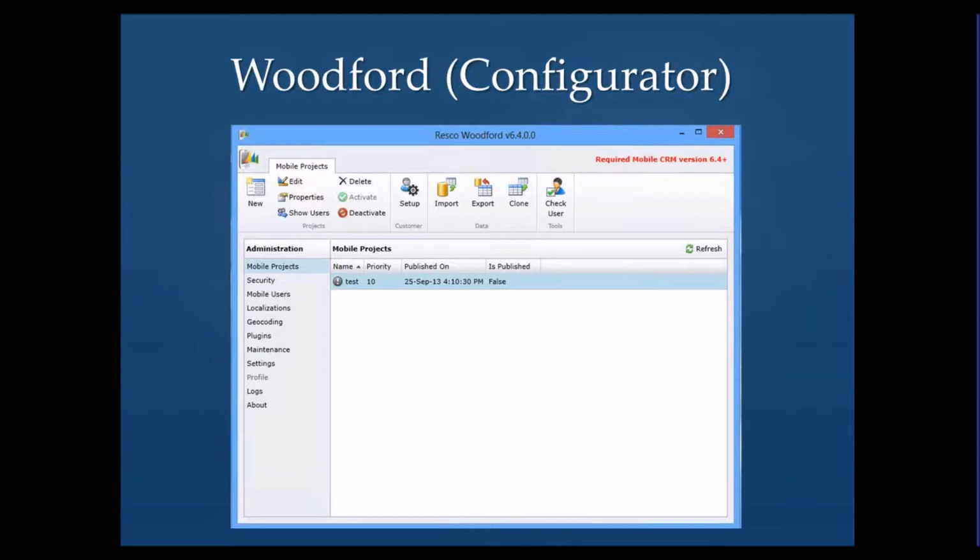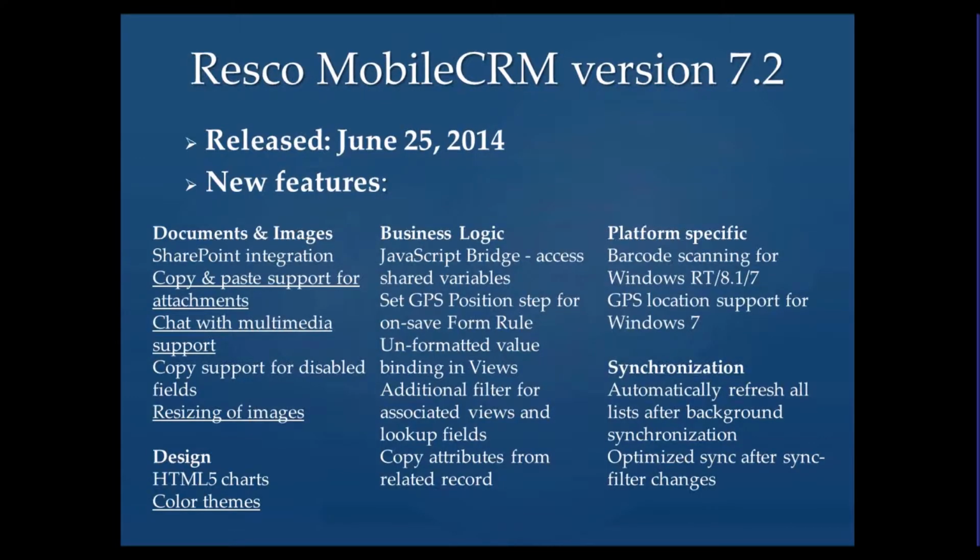But if you want to customize the application, you will need the tool called Woodford, which is a configuration tool, and you will see bits of this configuration tool in today's webinar as well. So let's take a look at the features in the latest Mobile CRM version 7.2. This one was released on the 25th of June, so something like 2 or 3 weeks ago, so it's quite fresh.